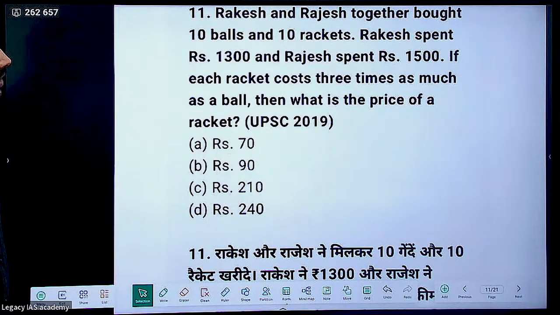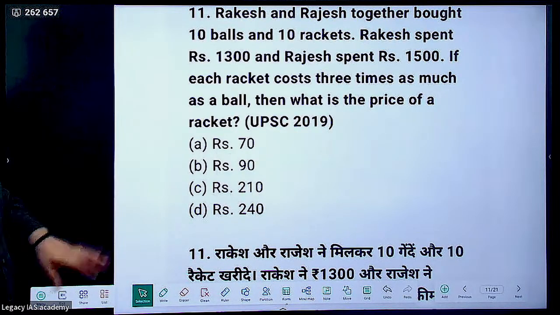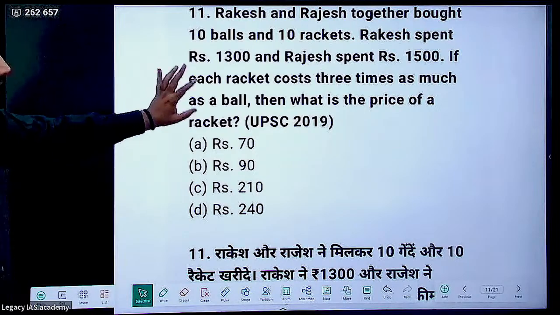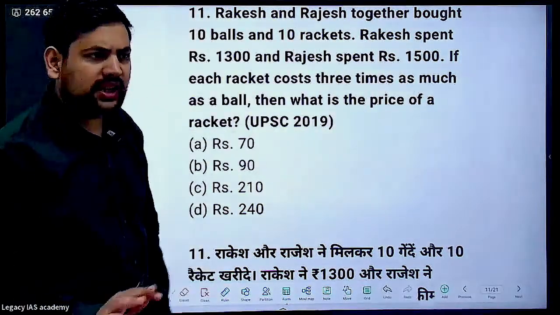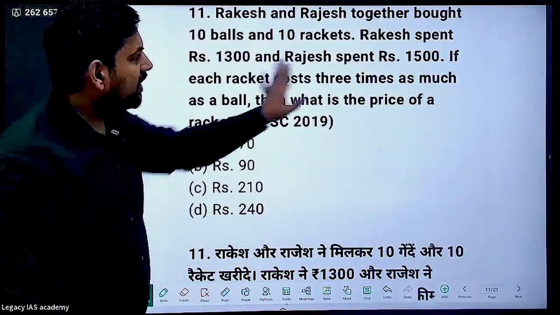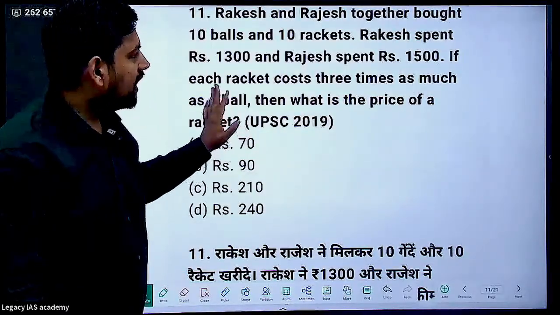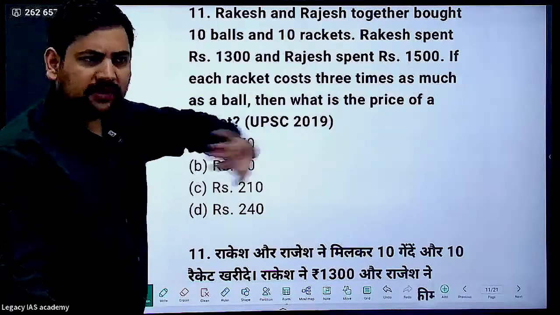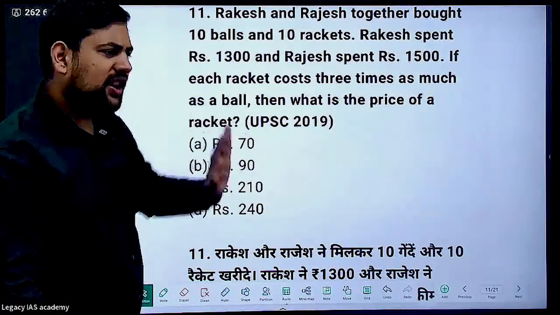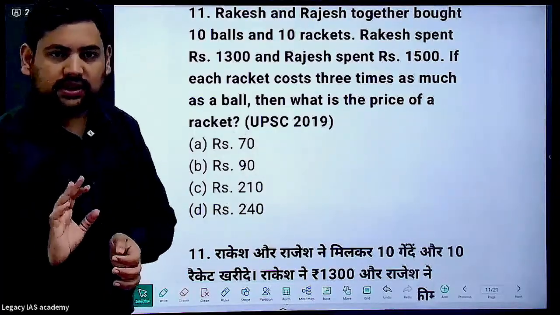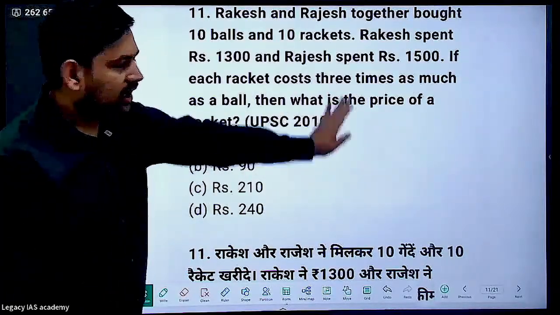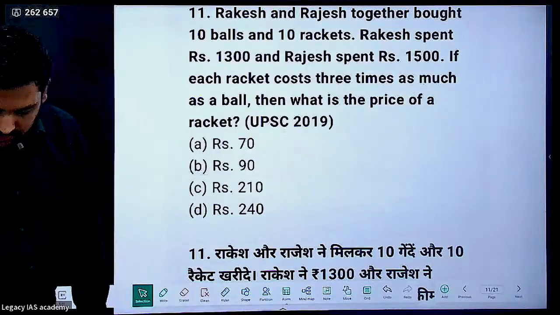See, Rakesh and Rajesh together bought 10 balls and 10 rackets. Rakesh spent 1300 rupees. Rajesh spent 1500 rupees. Only one hint that I can give you: take this as total money and this as total products that they are buying. Now, their different money does not matter. They are like husband and wife, as a couple they are buying something. So you are only thinking of how much they are spending and what they are getting for it. So just add whatever they are spending and then try to do.